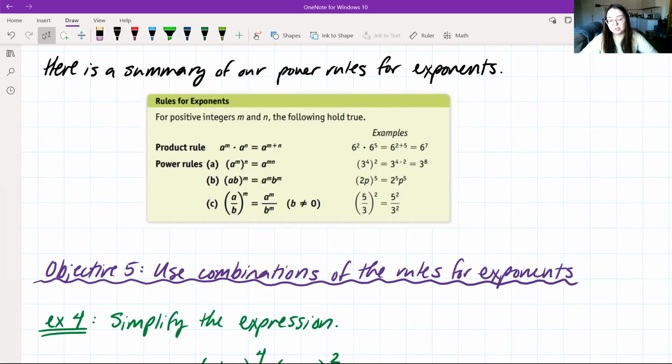And lastly, power rule C: if we have something like a divided by b all to the power of m, it can be written as a to the power of m divided by b to the power of m, where b is not equal to 0. So in any case, if we had something like 5 divided by 3 all to the power of 2, that could be written as 5 to the power of 2 divided by 3 to the power of 2.